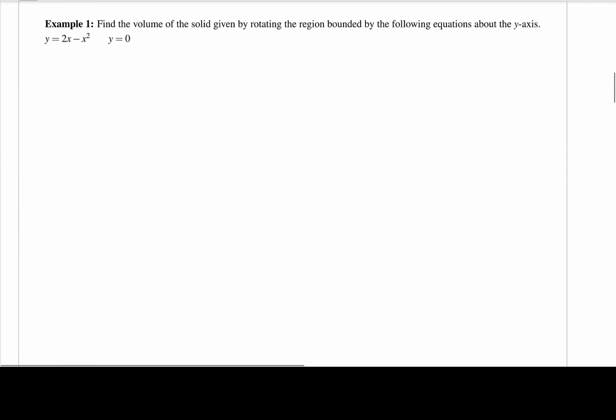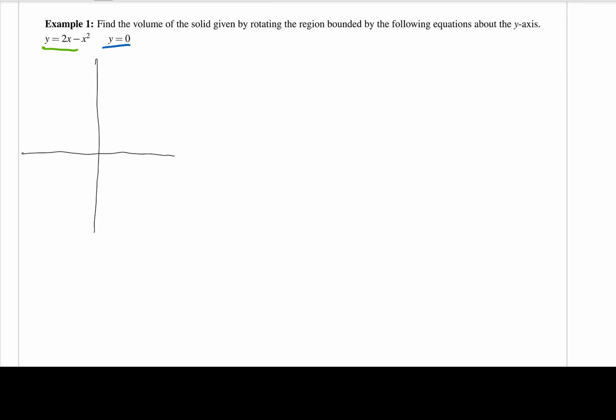Okay, so let's take a look at this. Find the volume of the solid given by rotating the region bounded by the following equations about the y-axis. All right, so we'll have green and blue. And so we'll have, let's see, our graph.